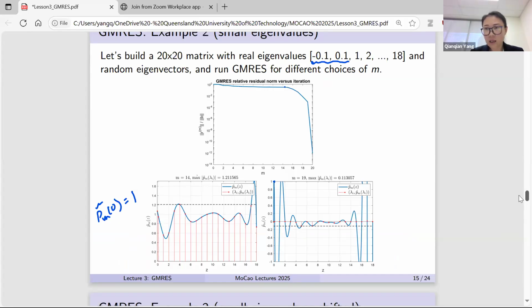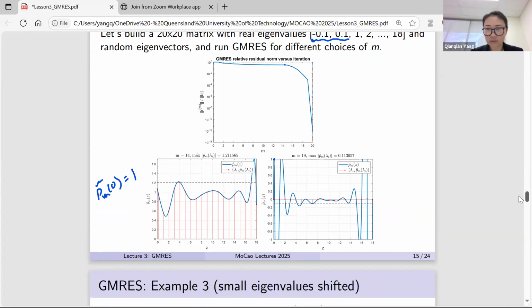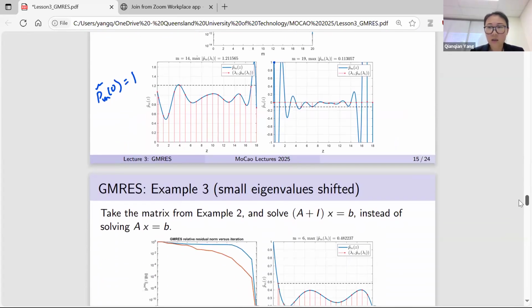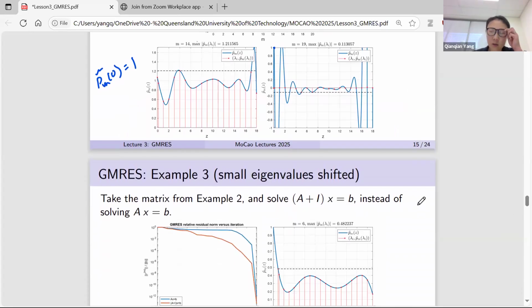So now let's move on. I'm thinking, what if I take the matrix from example 2, and all I do is shift my matrix so it becomes A plus I? I'm going to solve this problem instead of solving the original problem Ax equals b, and then see what happens.